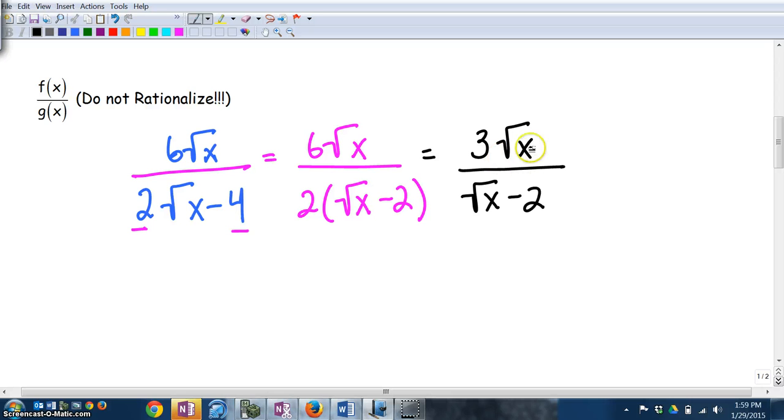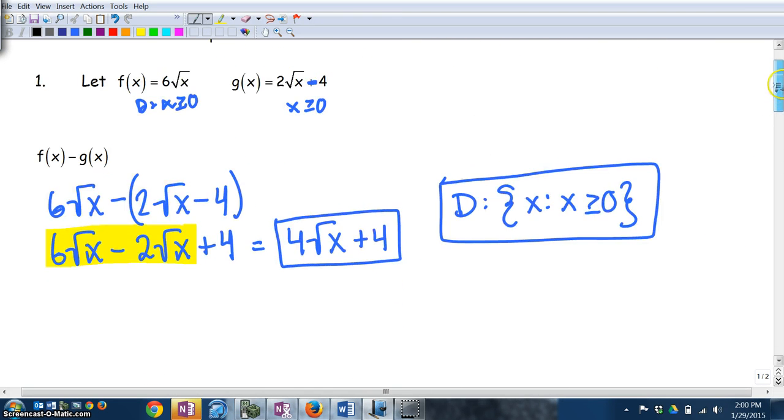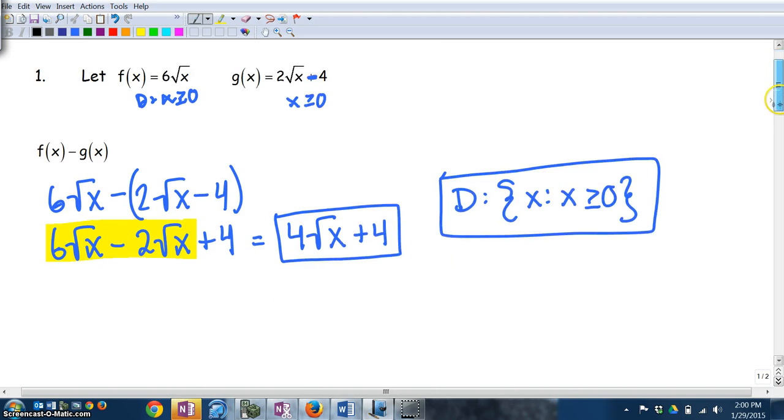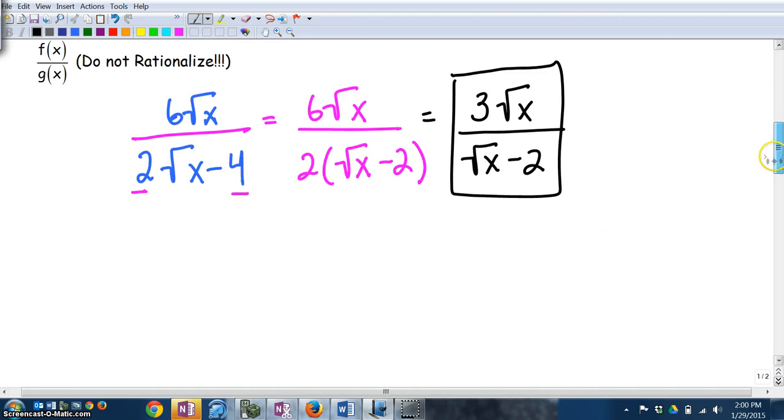This is the part we're not going to rationalize. We cannot cancel these root x's. There is a minus sign here. This is your simplified form. And now we need to determine our domain. Remember, individually, x had to be greater than or equal to 0. No negatives. However, you also have this guy in the bottom here.